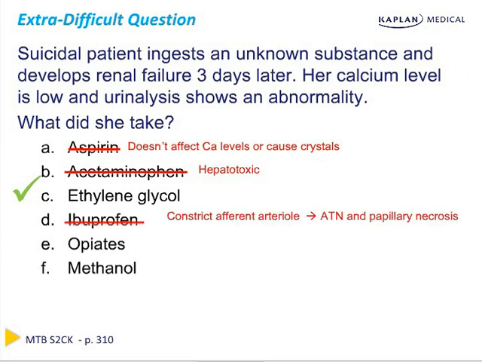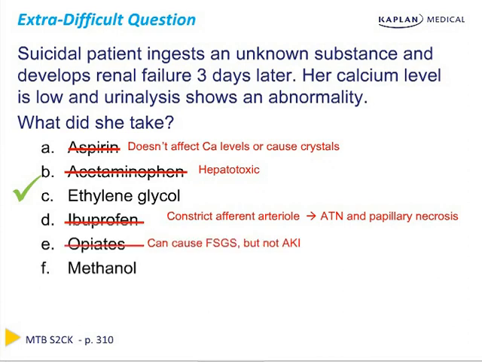Ibuprofen, like we talked about with all NSAIDs, constricts the afferent arteriole. That leads to acute tubular necrosis or papillary necrosis. And papillary necrosis is actually a really common clinical vignette that they might describe on Step 2. In a patient with papillary necrosis, they'll describe sudden onset of flank pain and fever, which wasn't described in this clinical vignette.